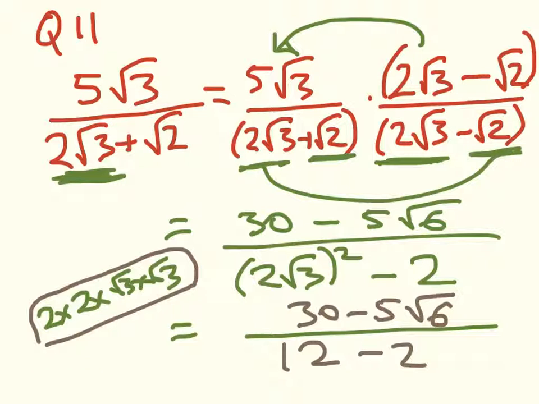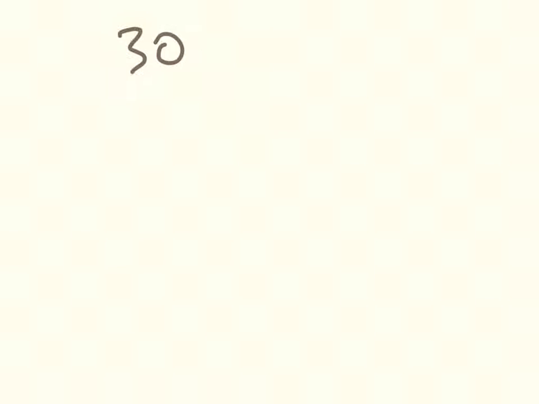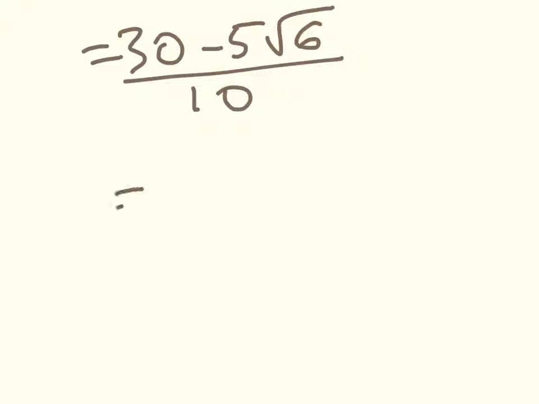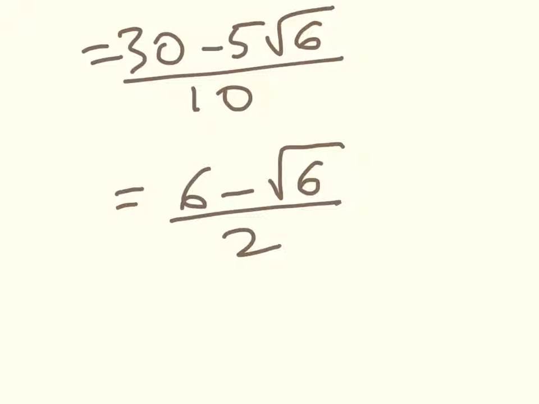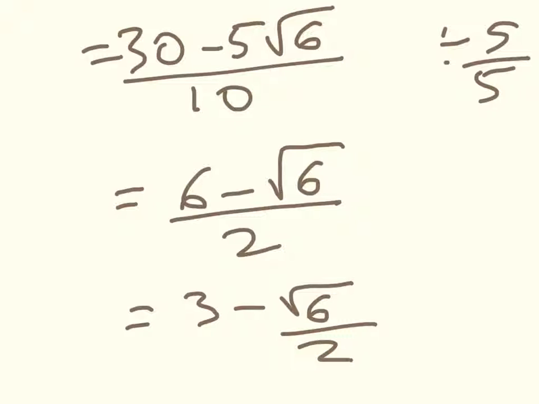So we're going to go to a new slide to clean that up. So I've got 30 minus 5 root 6 divided by 10, which is equal to 6 minus root 6 divided by 2. So I'm taking out a factor of 5. Okay, so that's your final answer there. You could also write that one as 3 minus root 6 on 2. Either would be fine. Right, that was question 11.